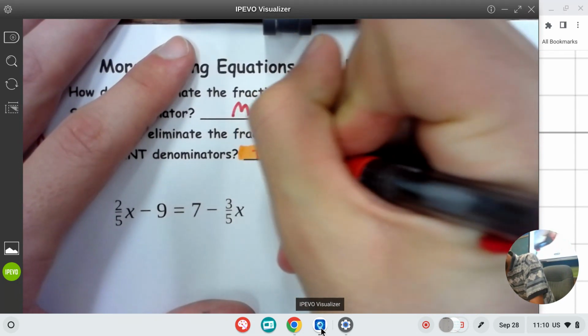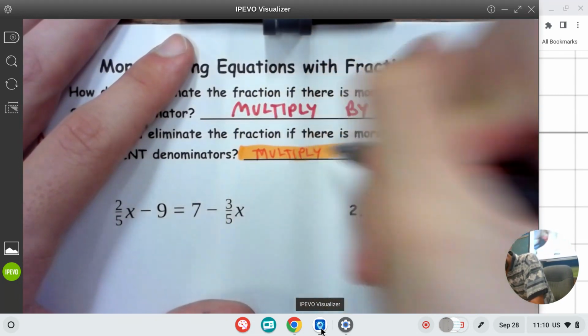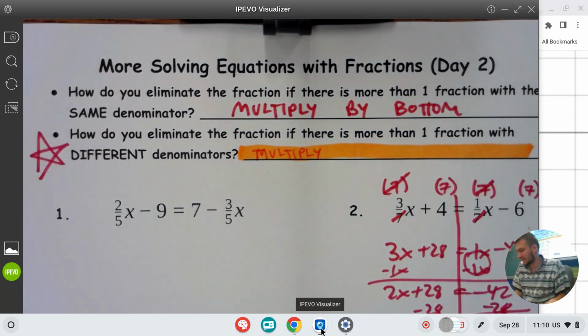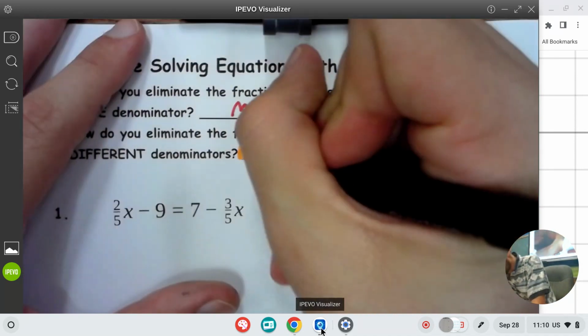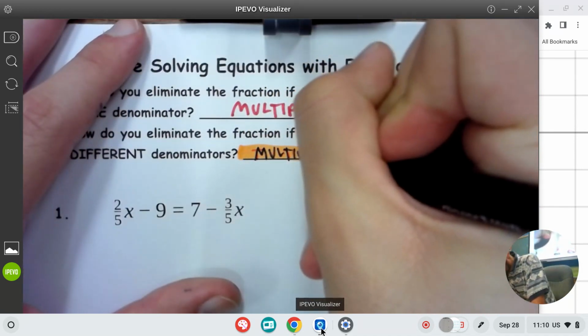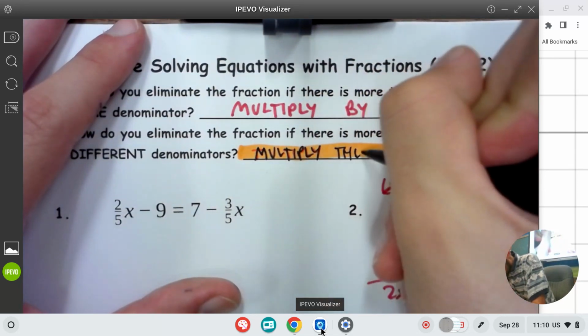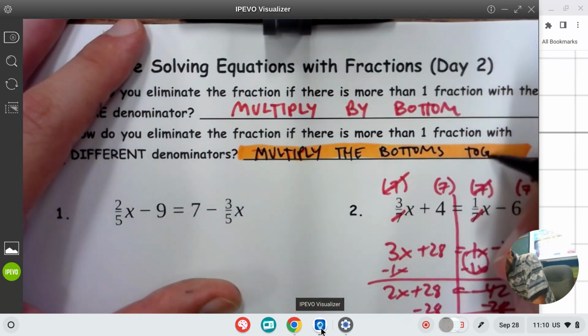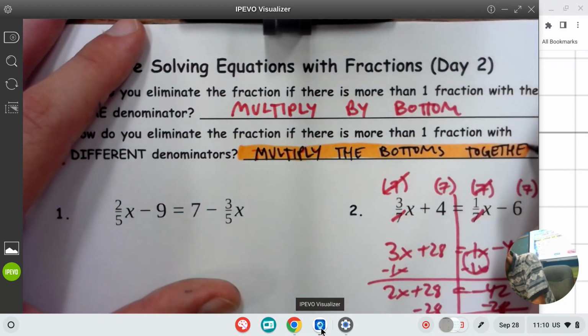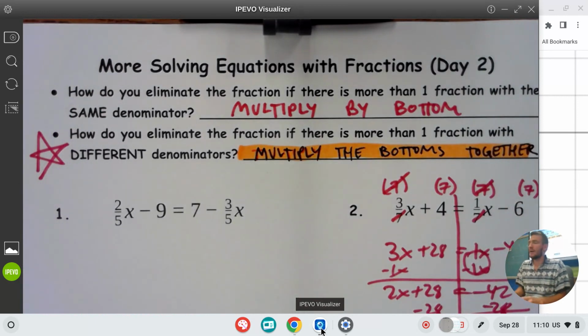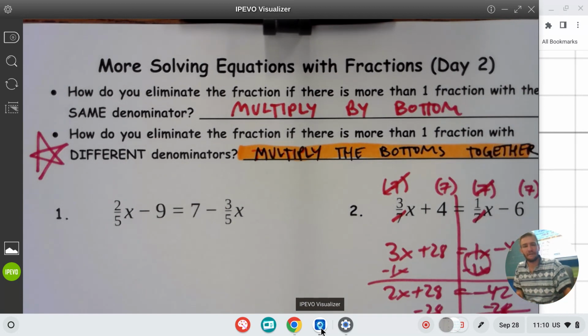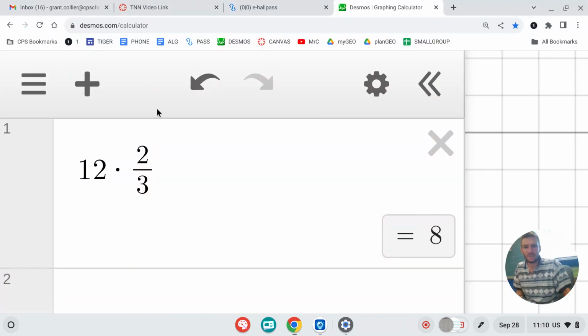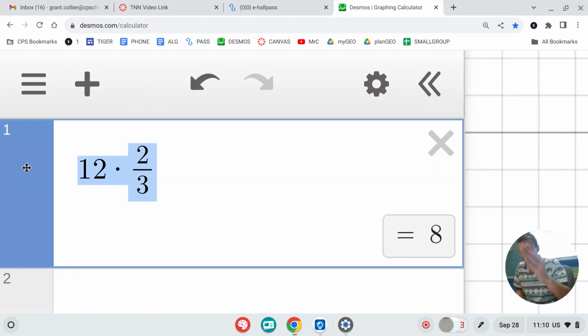Okay? Let me see here. I'm not sure how you can see that red on top of orange. That's a little tough. Here we go. Let's switch it up. Multiply the bottoms together. Okay? I mean, that's really all we learned today. If you got different bottoms, multiply them together. Use Desmos to type this stuff in. When you use Desmos, type it in, times, divide, and you got it. All right?